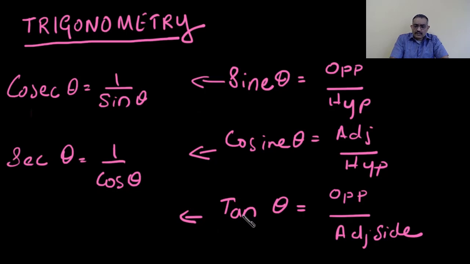And the inverse of tangent is cot or cotangent theta, that would be 1 by tan ratio, and that would be adjacent by the opposite side. So these form the 6 ratios that we need to remember, and we need to understand, and we need to assimilate.